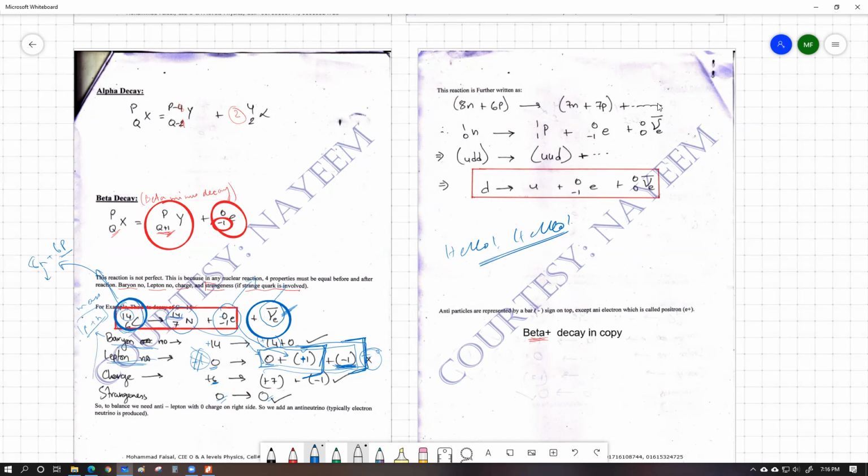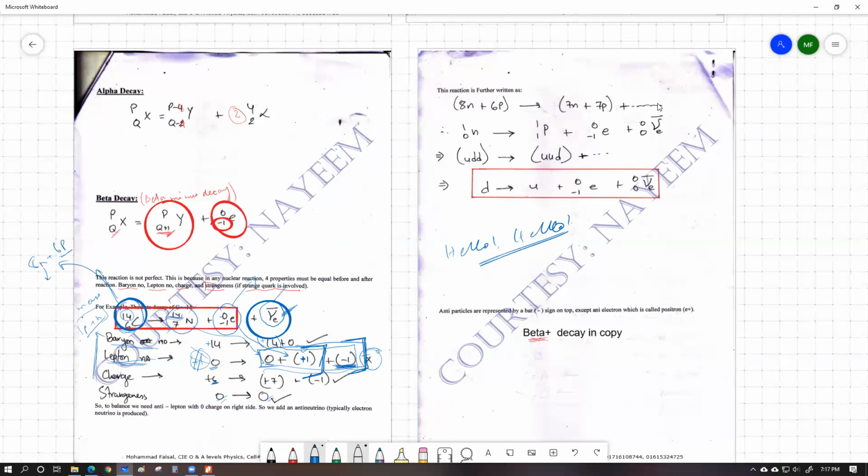So practically these are the 3 core things that we are taking for this reaction, because strange quark was not involved within this reaction. But if strange quark was involved, that number has to be equal on both sides. If this was 1, this one has to be 1. If this one was -1, this one had to be -1. If this one was +100, this one had to be +100, like that. So this is in gross terms.